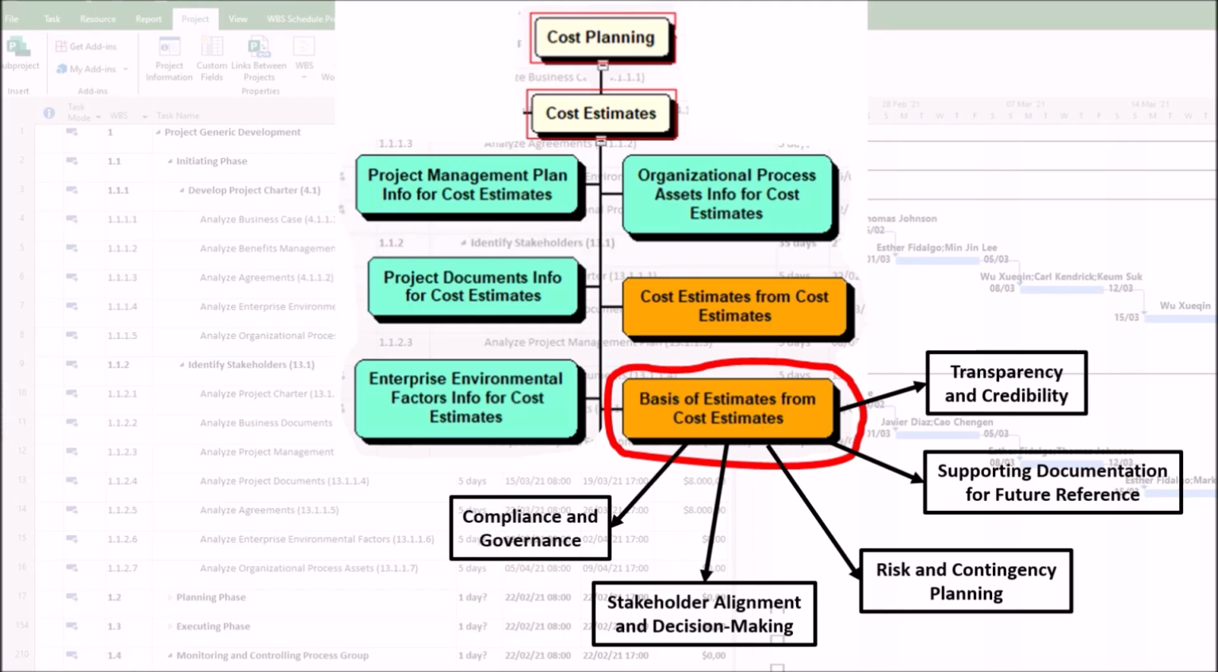5. Compliance and governance. In regulated industries, such as government and construction, the basis of estimates may be required for contractual or compliance purposes. The basis of estimates ensures adherence to organizational or industry cost estimating standards.